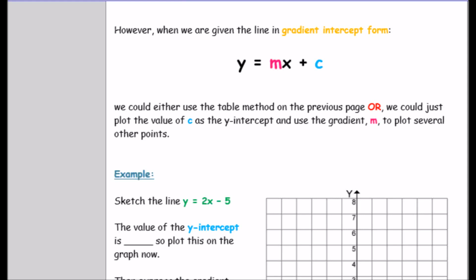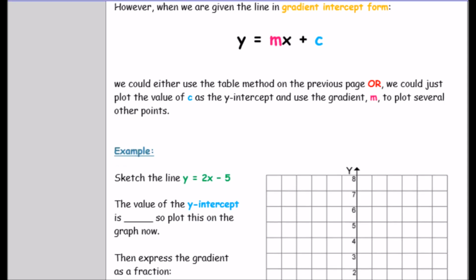In gradient intercept form, I'm showing you an alternative method. You could use the table method on the previous page, but you can also use this alternative method when you have gradient intercept form. So remembering that y equals mx plus c, just a reminder, m is the gradient. What is the c? That's right, it's the y-intercept.